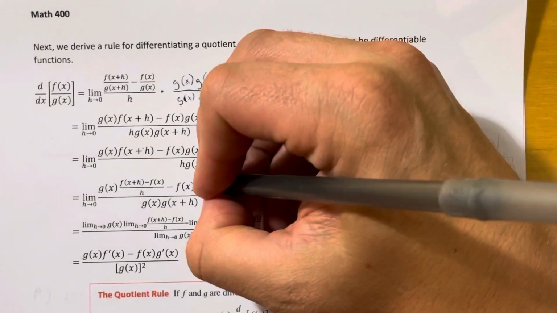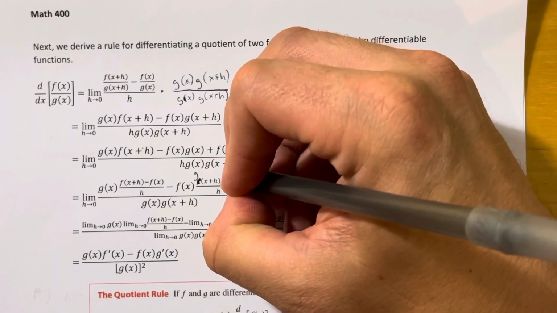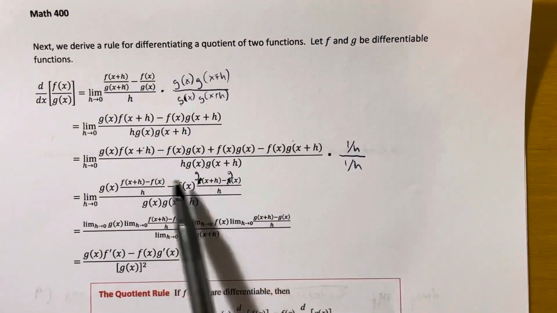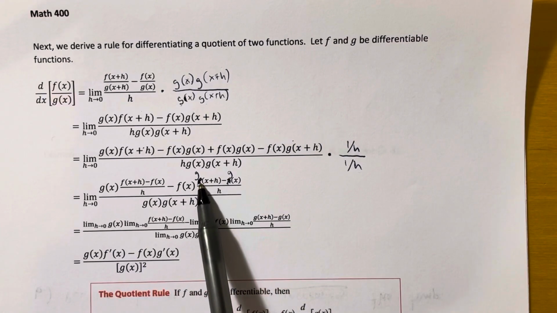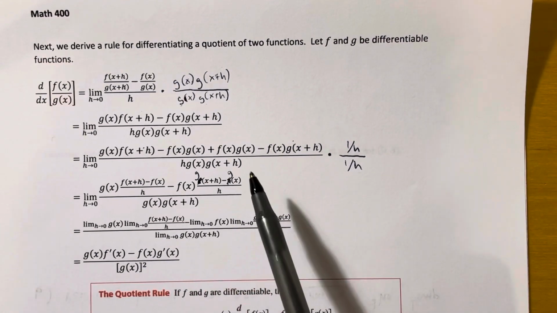I see I have a typo here. These should both be g's. G and G there. So now I have a difference quotient for my f and a difference quotient for my g. Okay, and you can see the f of x that was factored out here.